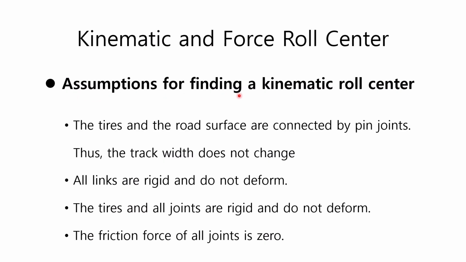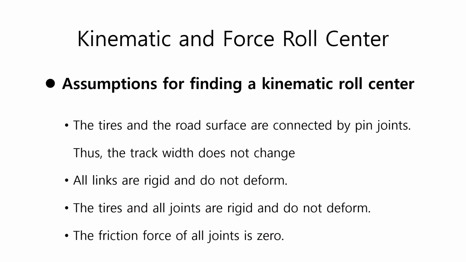The tires and the road surface are connected by pin joints, so the track width remains constant. All links are rigid and do not deform. The tires and all joint rubbers are also considered rigid and do not deform. Friction at all joints is 0. However, in a real vehicle, tires deform, slides can occur, and the track can change. Furthermore, all links deform and joint rubber naturally deforms. Furthermore, friction occurs at all joints.